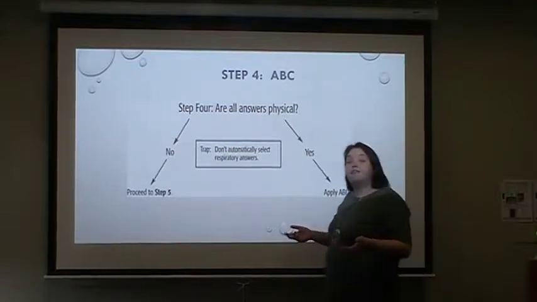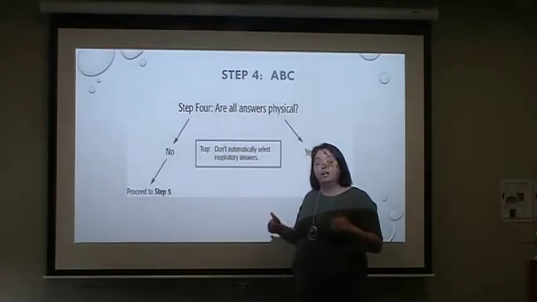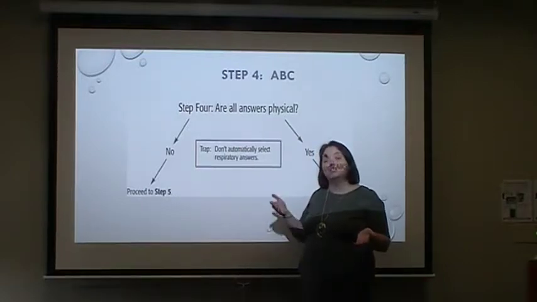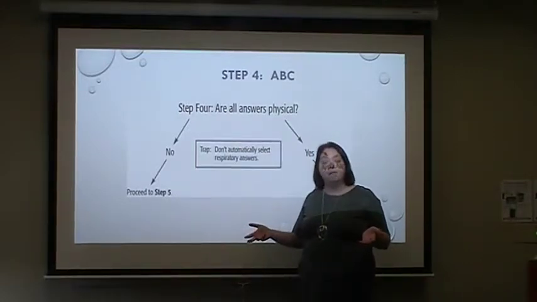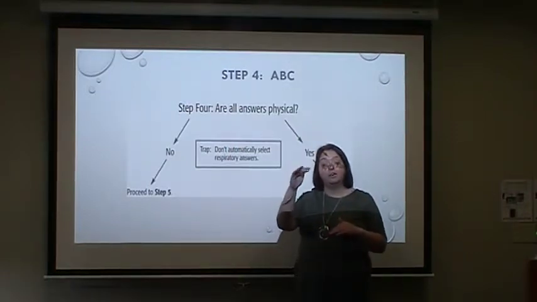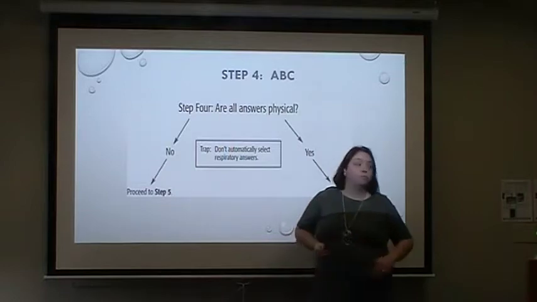Now because I have 2 physical answers left, I'm moving on to ABCs. Respiratory takes priority over circulatory. Circulatory takes priority over all other body systems. Remember though, it has to be valid. You have to have a respiratory issue in the topic to make that your priority.